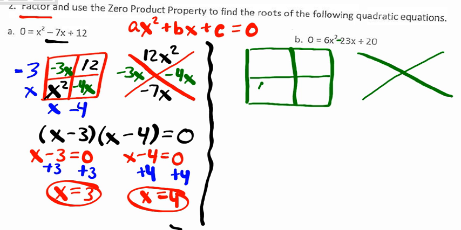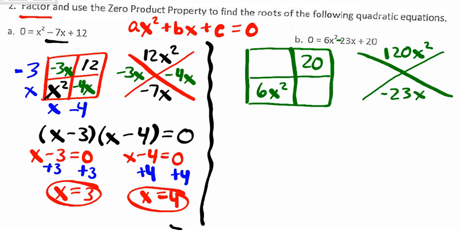So we're going to put our 6x squared in the corner. Opposite corner has 20. So then if you need to use a calculator, you can use a calculator here. You get 6 times 20, which gives you 120x squared. And they have to add to a negative 23x.